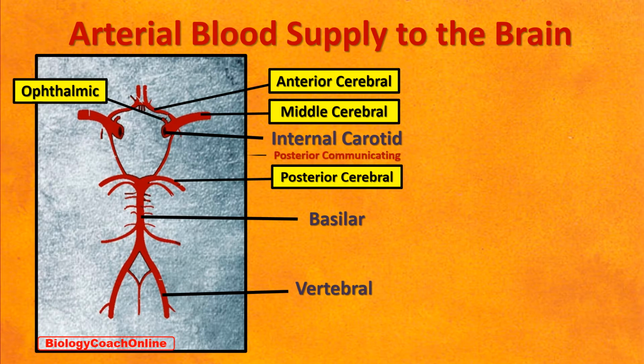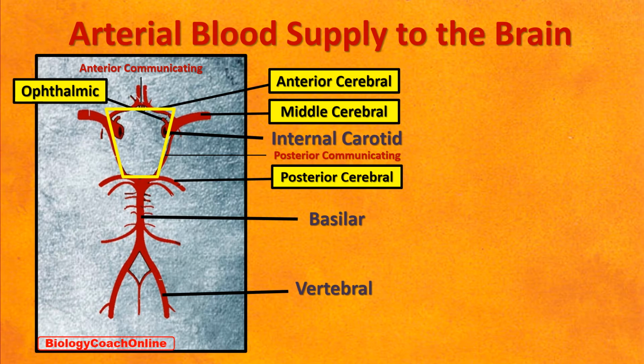Now, the posterior communicating artery, right here, joins the posterior cerebral artery to the anterior cerebral artery. And the anterior communicating artery, right here, is a short little artery that connects the left and right anterior cerebral arteries. So the area here that I've outlined in yellow for you is formed by the posterior cerebrals, the posterior communicating arteries, the anterior cerebrals, and the little anterior communicating artery.